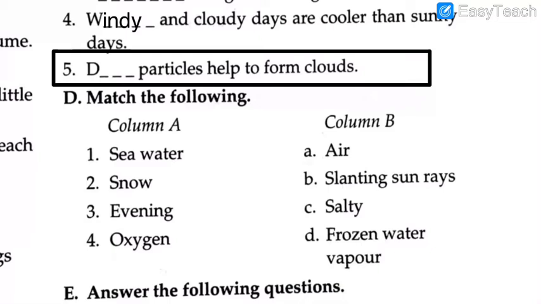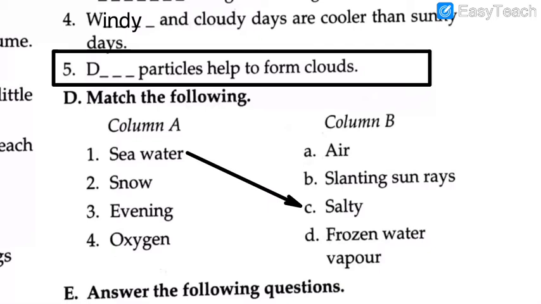So students, did you get the pair of 2? At least 2 out of 4 questions. Let us see if you have got it. Check your answers. If you did not get it, please write the answer. So the match of sea water, what can you say? Can you say it is air? Or slanting sun rays? No. Can you say it is salty? Yes. Sea water is salty.